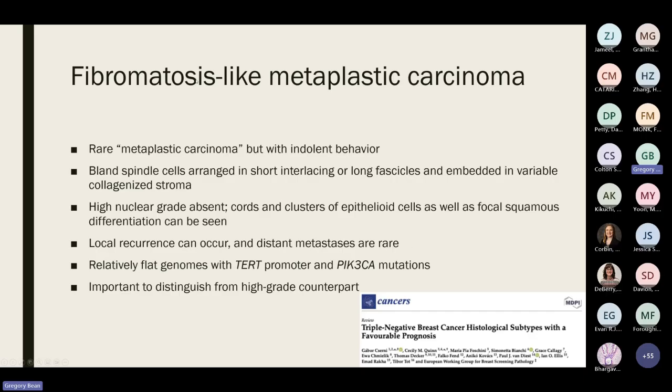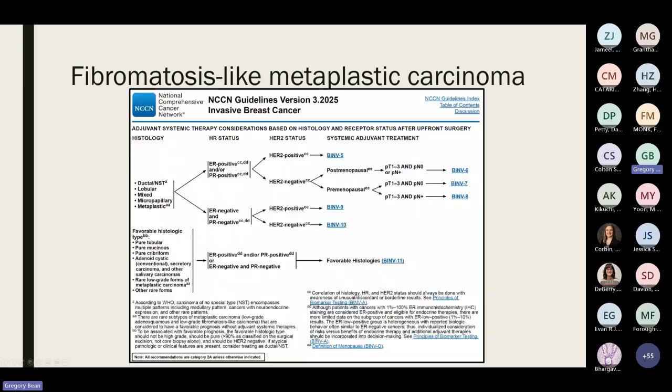And this entity has been described in a number of review articles. Here's a more recent one about triple negative breast cancers with a favorable prognosis. Illustrating that, this is the NCCN guidelines for invasive breast carcinoma and deciding on adjuvant systemic therapy after upfront surgery, also applicable to neoadjuvant therapy.